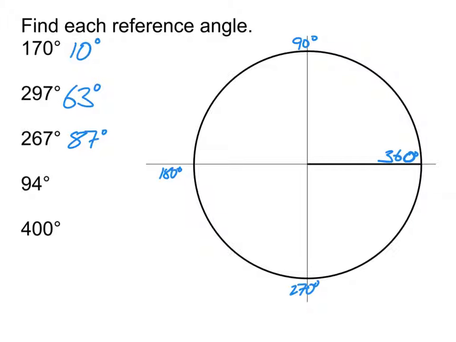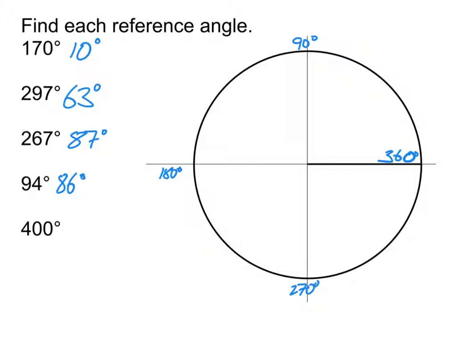94, again, you start by figuring out where is that on the circle. It's up here in the second quadrant. Notice that one is also closest to 180. In this case, we're going to do 180 minus 94, which gives me 86 degrees.